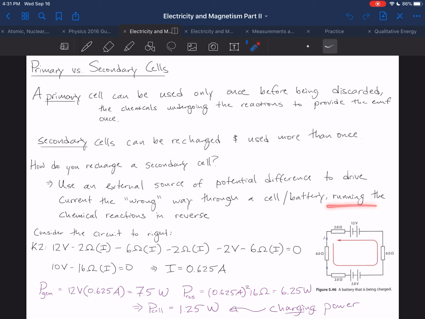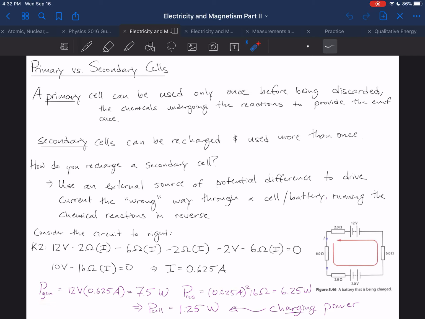And this, if it is the right sort of cell or battery, will run the chemical reactions in reverse. And so once you've fully recharged it, you've separated those chemicals in the cell again, if that is possible, if it's a secondary cell, then you can use that cell moving forward, okay? So in this cell to the right, this is a 12-volt battery being used to recharge a 2-volt secondary cell. And if you apply Kirchhoff's second law here to the full loop for the different resistors, you can derive a current of 0.625 amps for this particular setup.